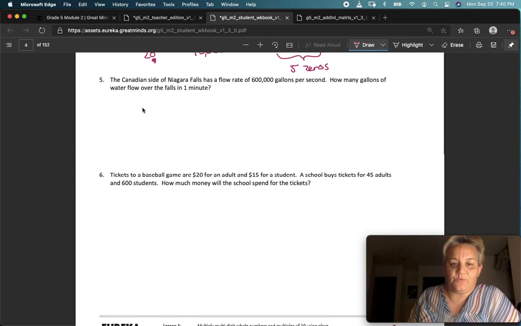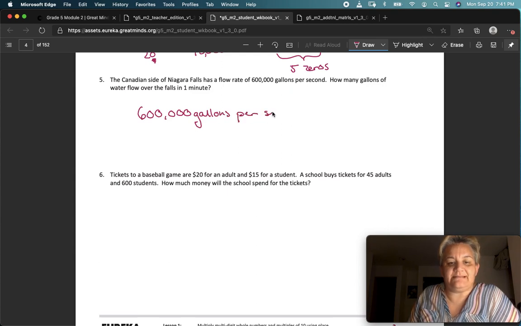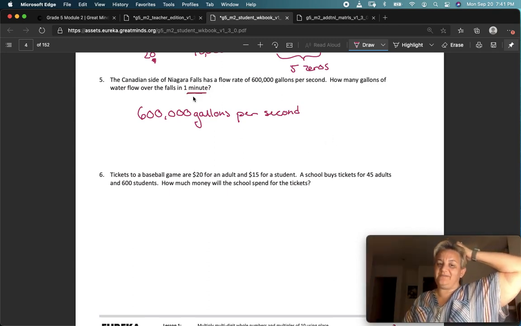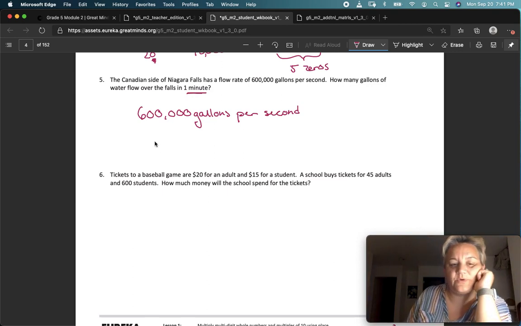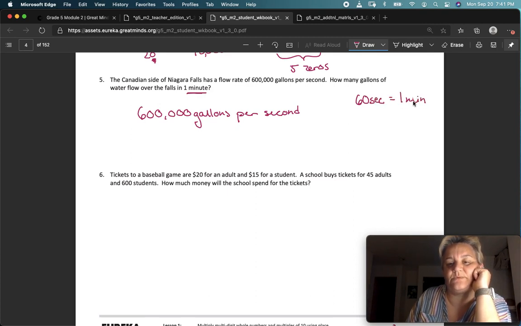Okay, so we have 600,000 gallons per second. If we want to figure out a minute, we have to multiply, right? What are we going to multiply? We're going to multiply times how many seconds are in a minute. There are 60 seconds in 1 minute. So we're going to have to multiply by 60. So 6, 0, 0, 0, 0, 0 times 60, okay? And that's going to give us our answer in gallons.